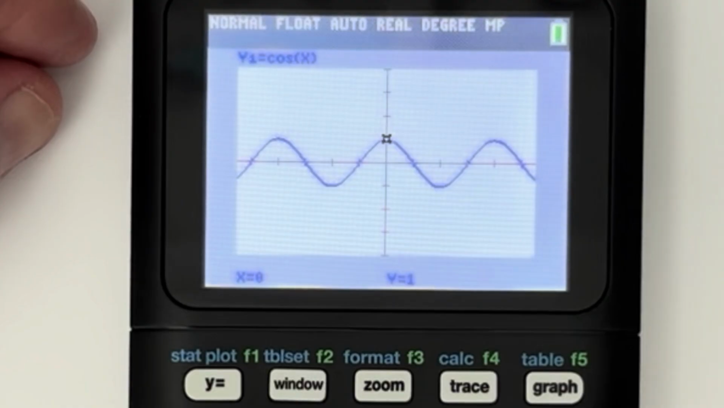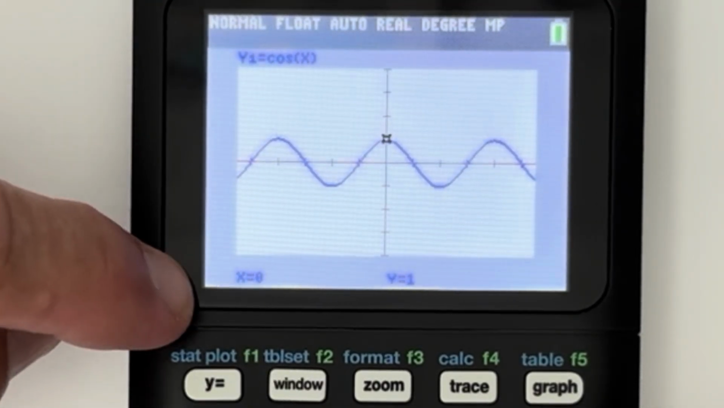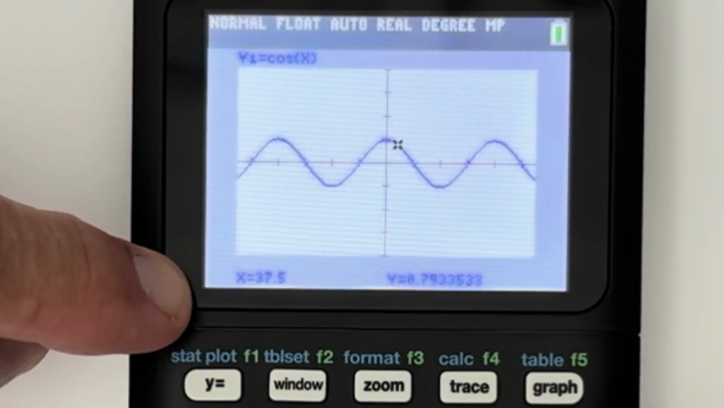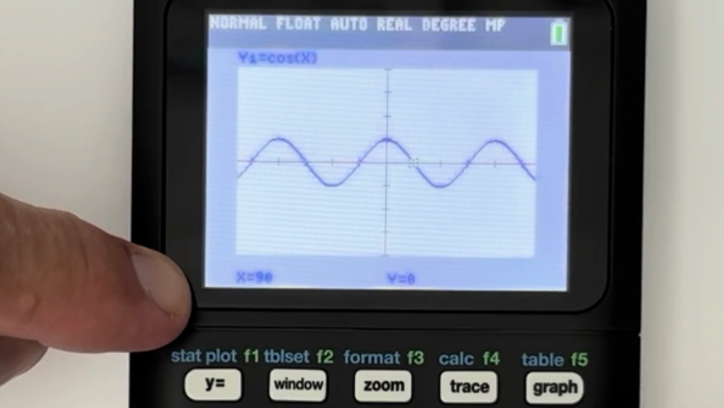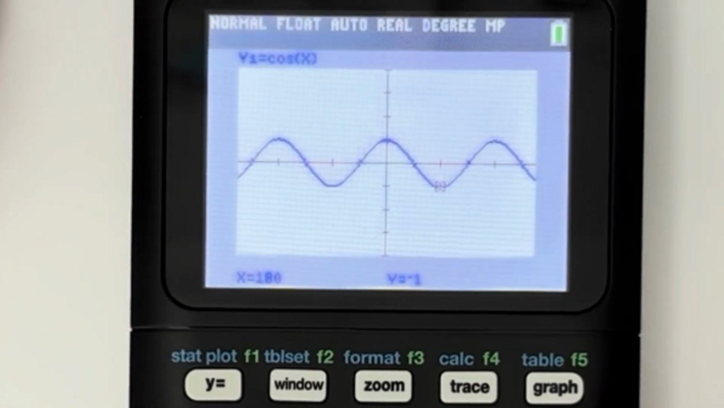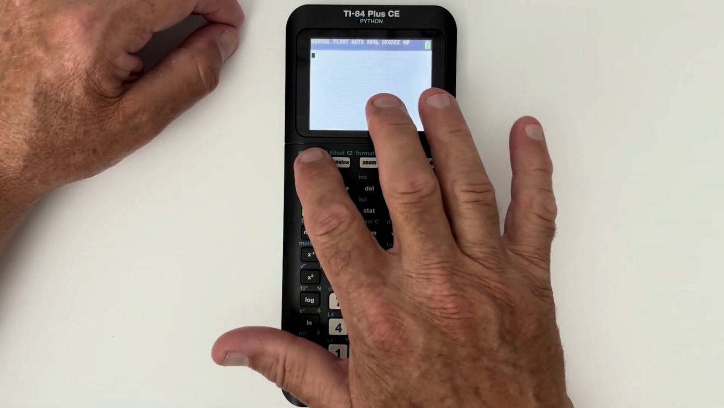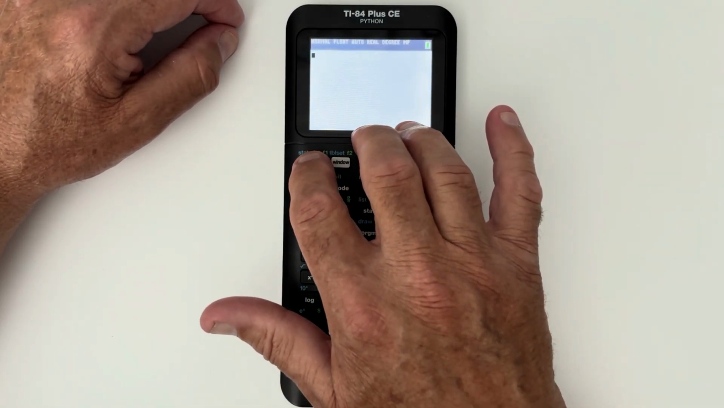So now if we go into trace, we can see that at 0, we do have 1, that's supposed to be. So now at 90 degrees, it goes to 0. So that is a cosine function. And then we go down here to 180, and it goes back to -1. So that's good. Now let's clear that. Let's go into Y again. Now we're going to do the tangent function.